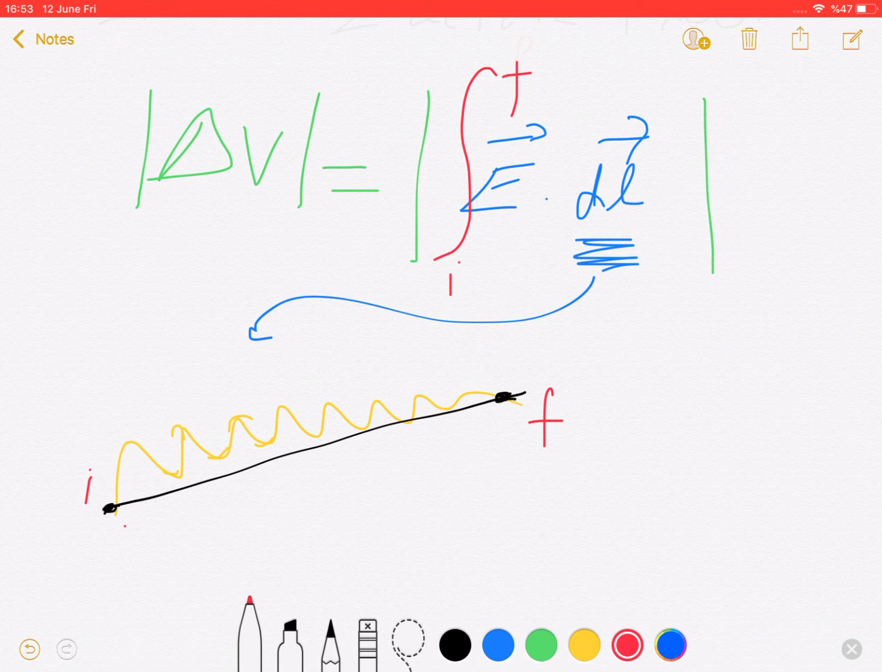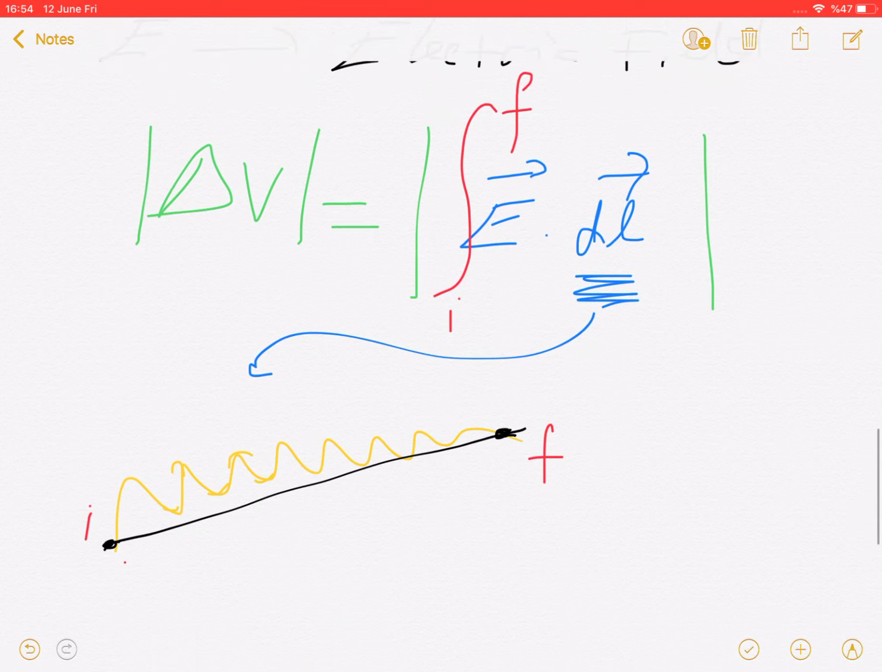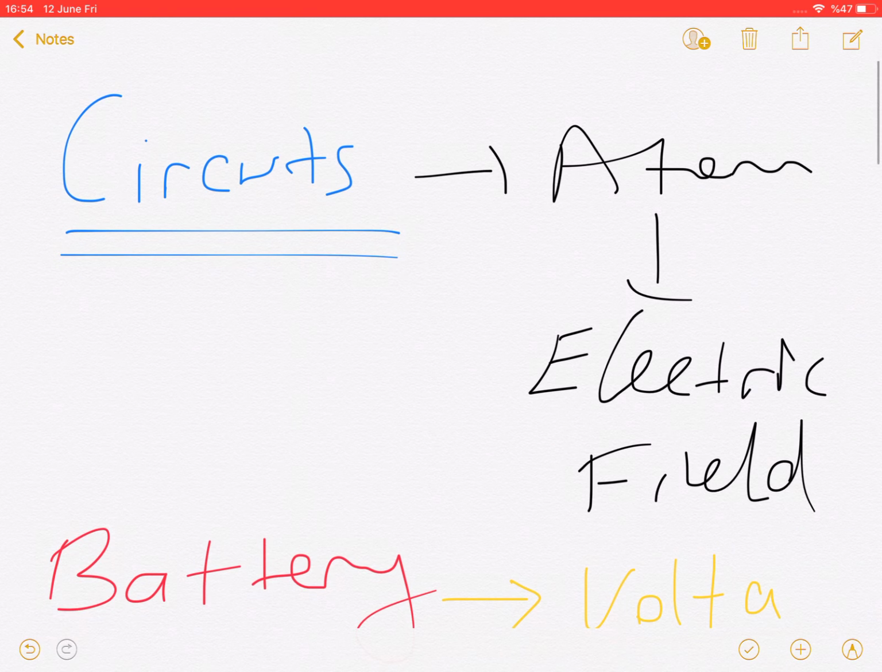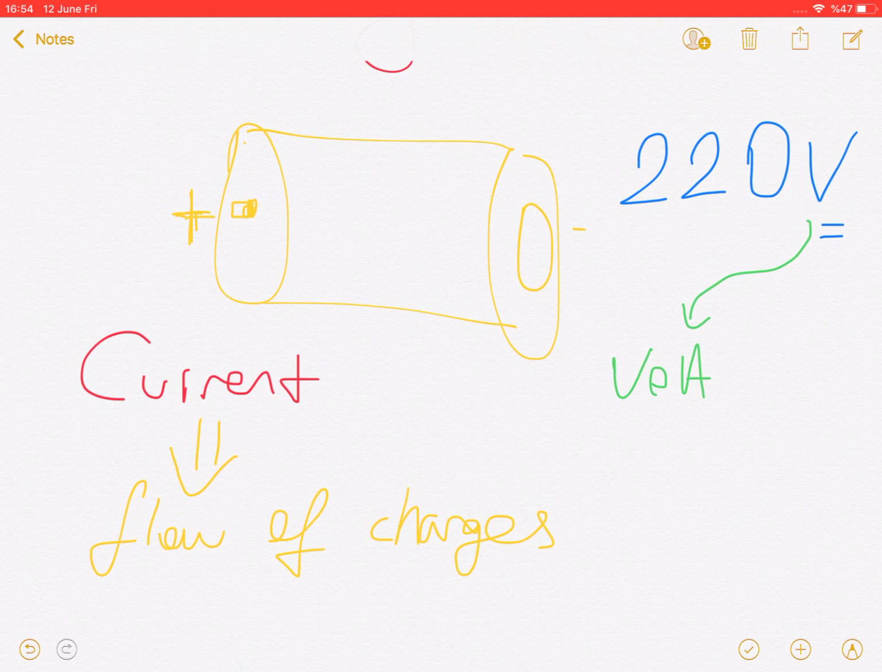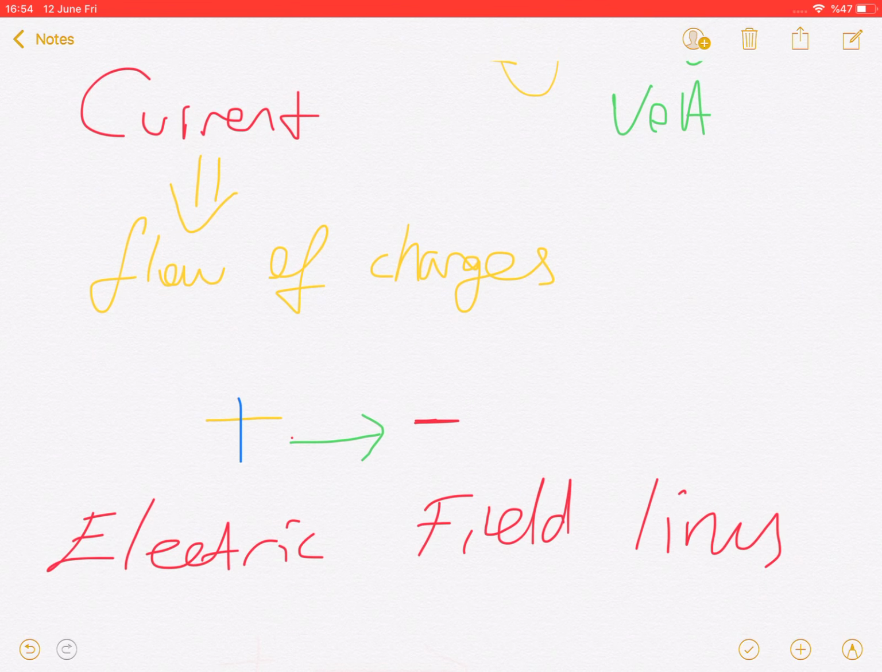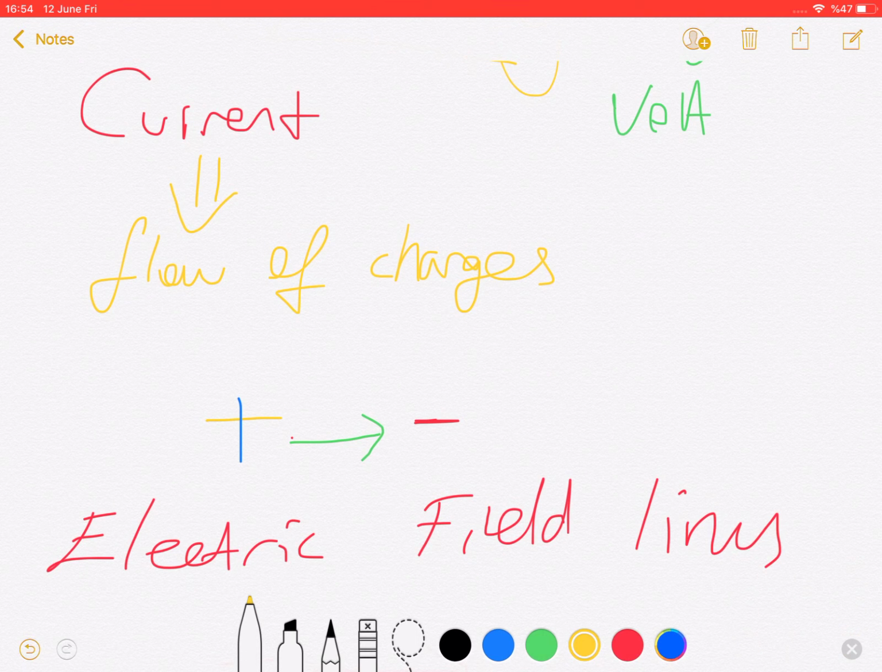What else is really important to us? This correlation between them, we see this. We talk about the battery. Our basic topic is circuits. We talk about atoms, the interaction between them, electric field, battery, volta. Important. We try to explain what is the meaning of this V word. It is a volt. We talk about the current. Current is the definition of the flow of charges per unit time.